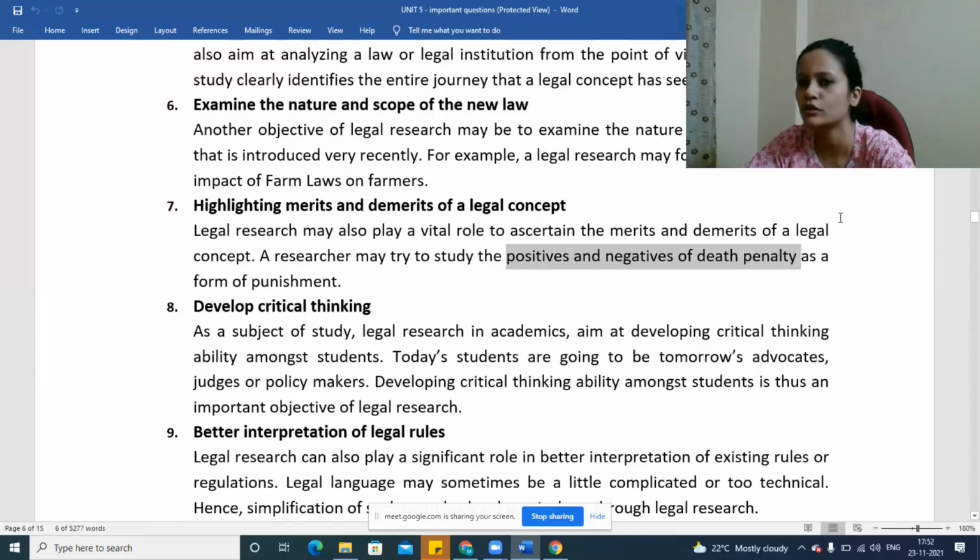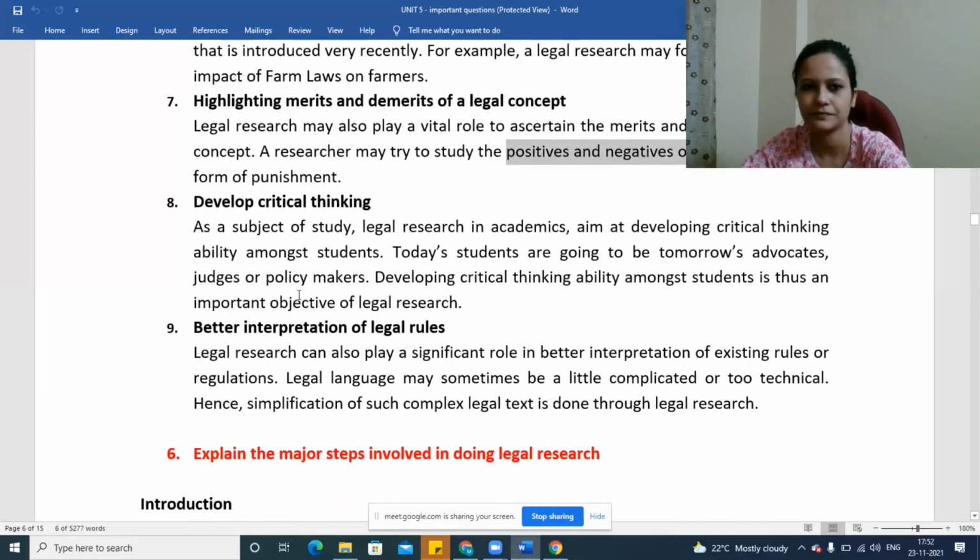That means it is nothing but a research where you try to understand both sides of a legal concept, good sides also, bad sides also. So this is another objective that we may have.